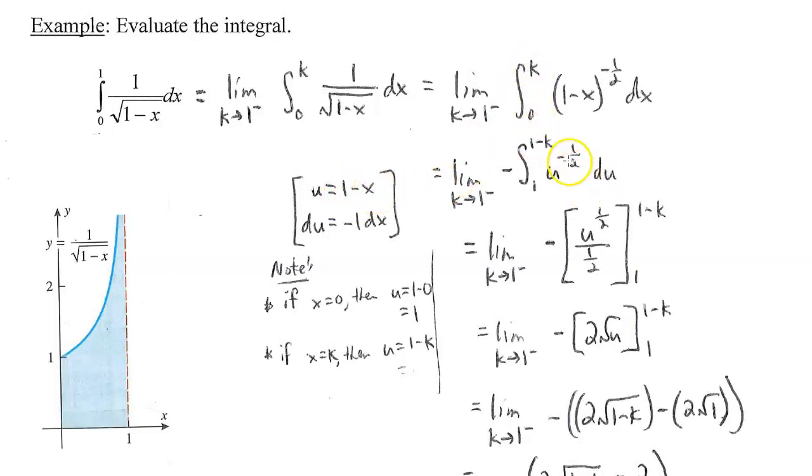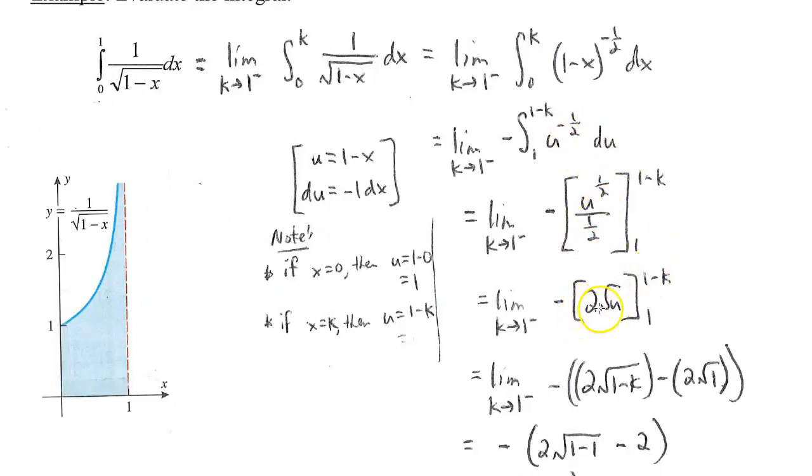Well, you can integrate u to the negative 1/2 with respect to u. It's u to the positive 1/2 over 1/2, which is the same thing as 2 times the square root of u. u to the 1/2 is the square root of u, but we're dividing by 1/2, so that's like multiplying by 2.